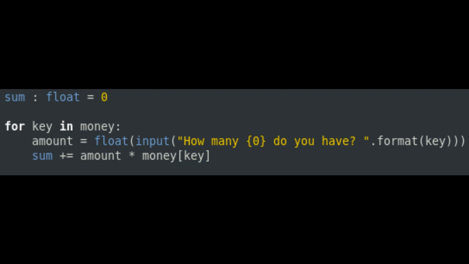Afterwards, we have a for loop. Our for loop will loop through every key in the dictionary. For each key, the variable amount will ask us for a number. For the first loop, it will access the key pennies and ask us, how many pennies do you have? Once we enter an amount, the computer multiplies the variable amount by the value that pennies points to, which in this case is 0.01. It is then added to sum. The process is repeated until all the keys are done.